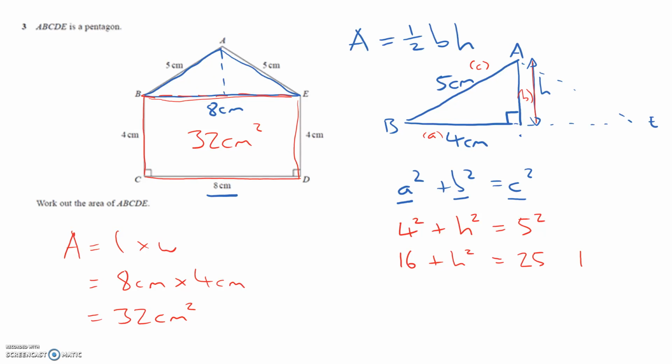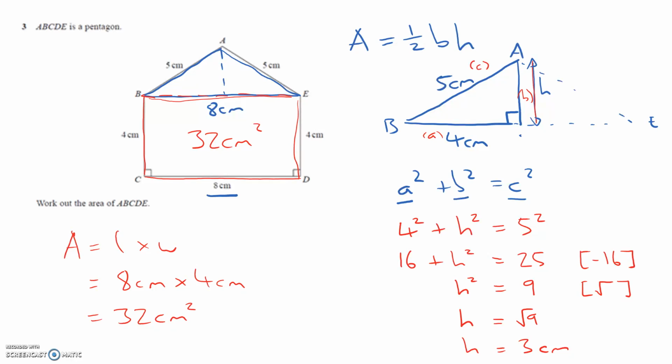Okay, now we need to subtract 16 from each side. So we'll get h squared. The 16's gone, 16 minus 16 is 0, equals 25 take away 16, which is 9. Right, so we know h squared is 9. So what we need to do now is square root both sides. If we square root h squared, we'll be left with h. And if we square root 9, we get 3. Therefore that height is 3 centimetres.